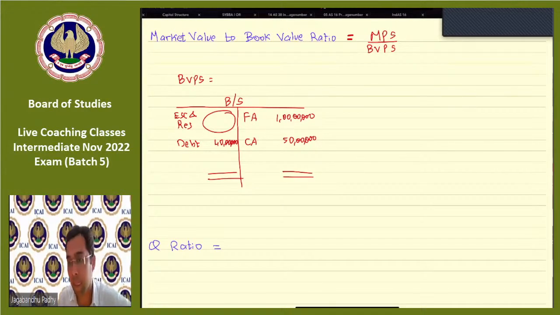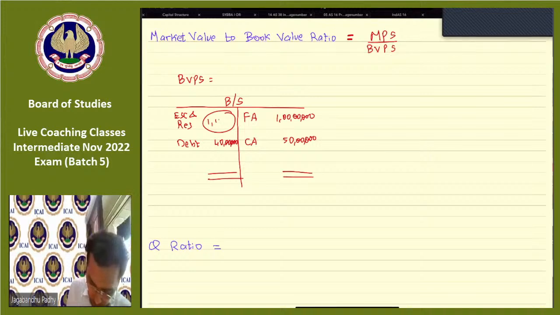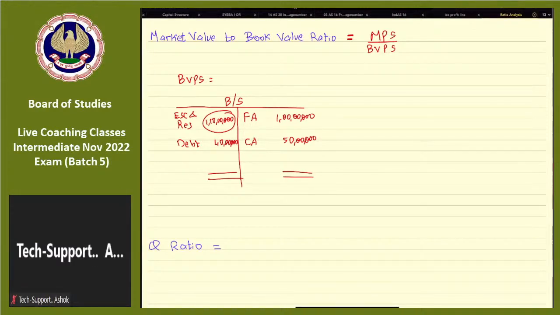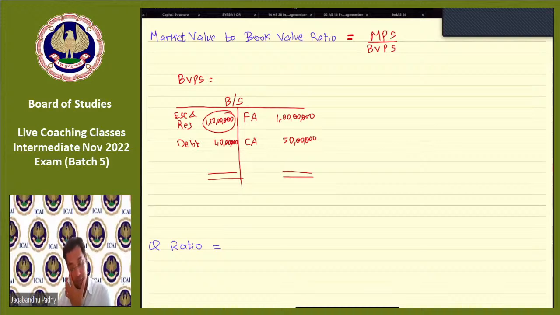It should be 1 crore 10 lakh, right? So equity share capital and reserves is 1 crore 10 lakh.